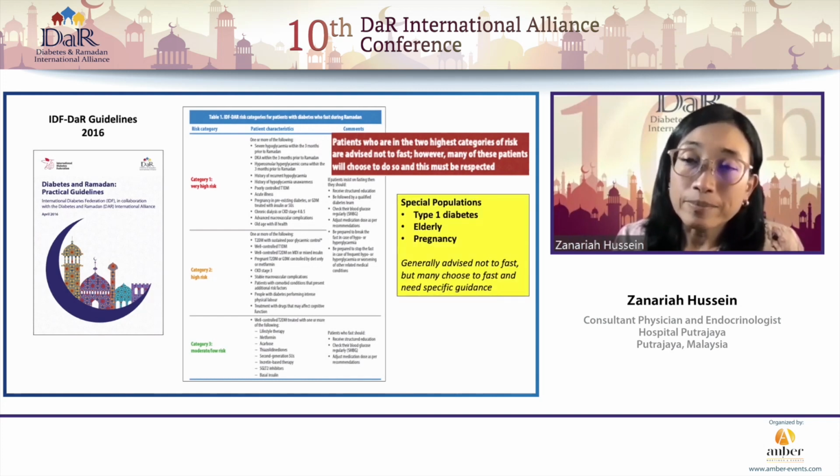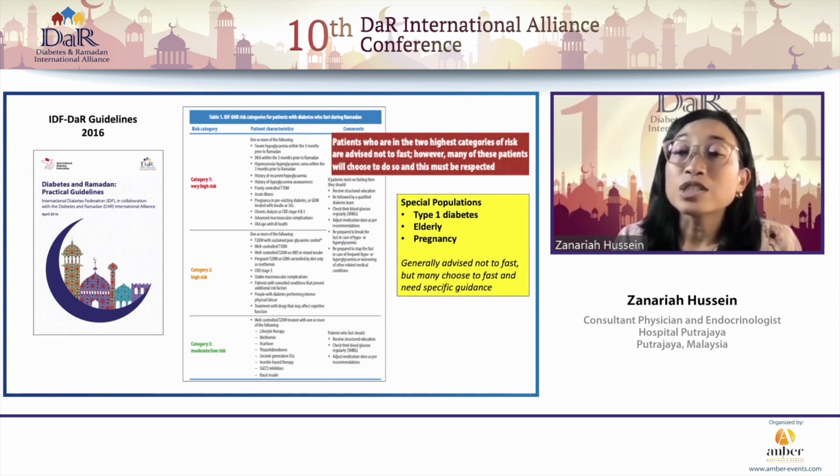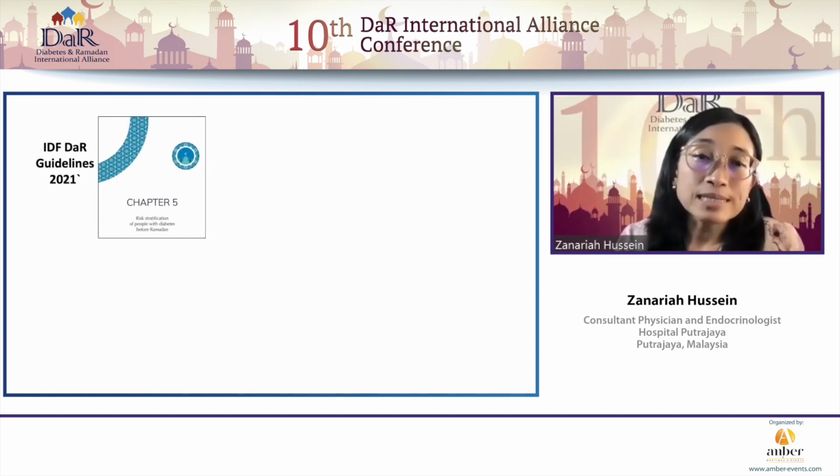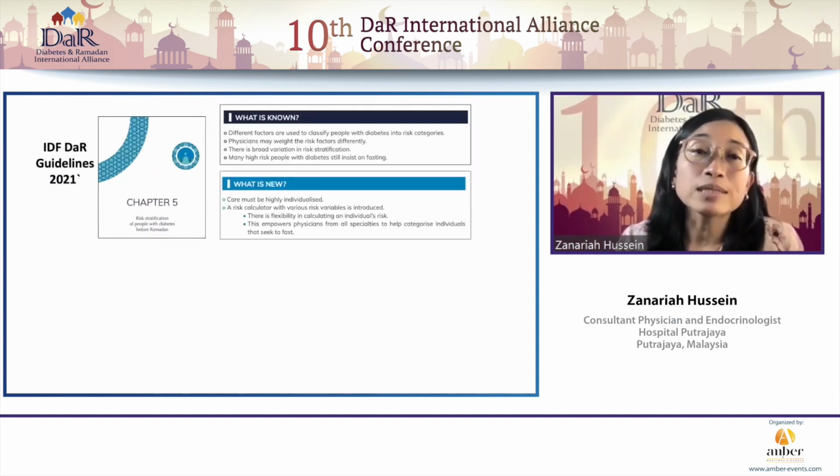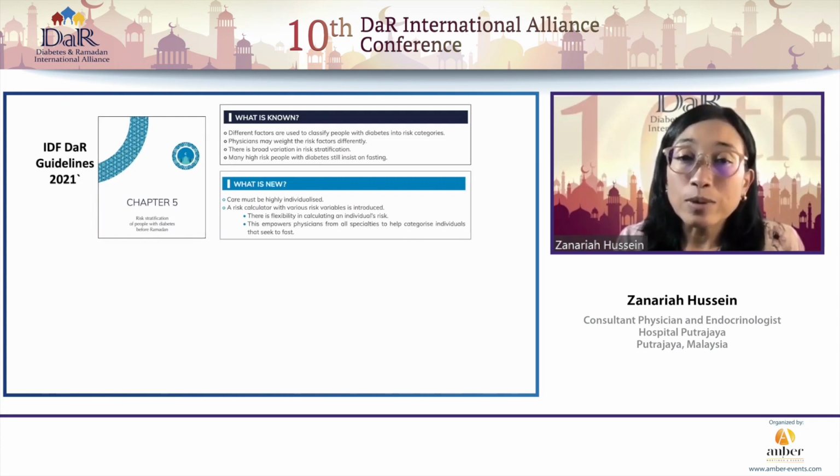There was also a mention that special populations were generally not advised to fast, and these were type 1 diabetes, those who were elderly and frail, and those who are pregnant. But we understood in real-life practice that there were individuals in these special groups who were able to fast safely.